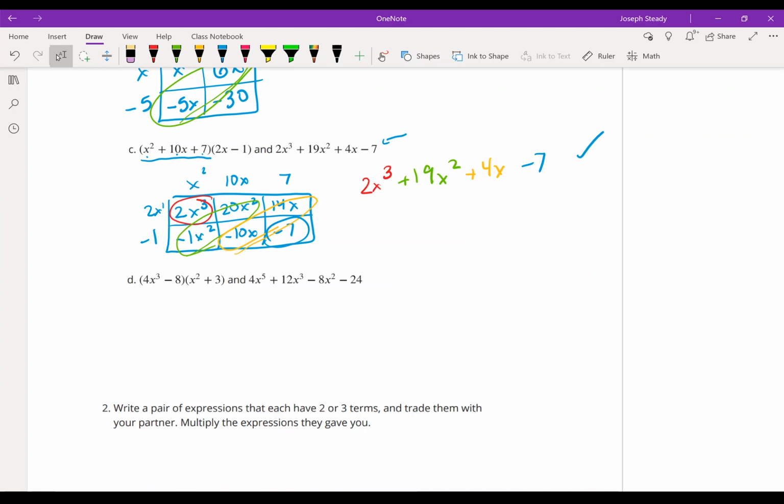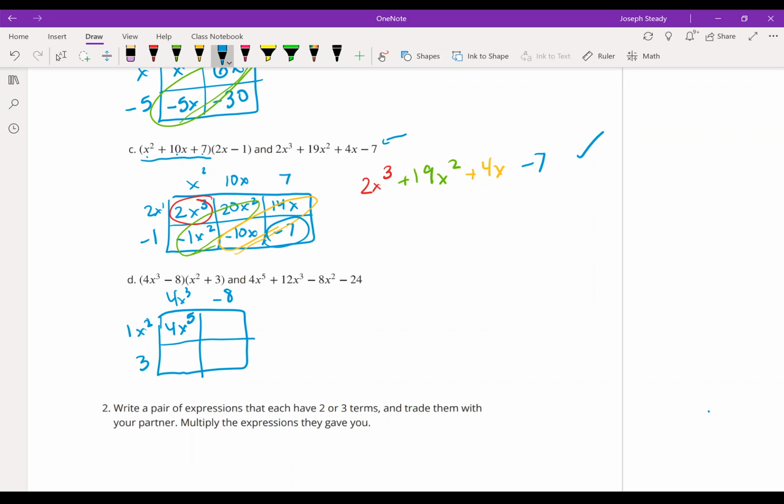Last one up, we've got 4x to the third minus 8 times x squared plus 3. So we're back to a 2 by 2 box. But we've got some different looking terms in those factors. So let's be careful here. X squared times 4x to the third. Well, 4 times the invisible 1 gives me just 4. X squared times x to the third, remember we add the exponents when we are multiplying, that's now x to the fifth.